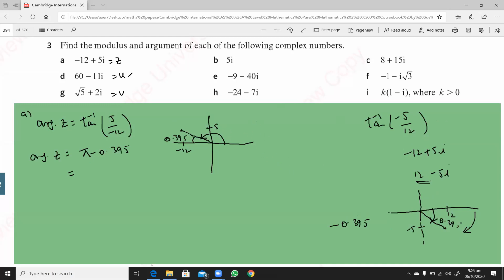Okay, you have to try the third question's parts. I'll start from the same point in your next class, okay?